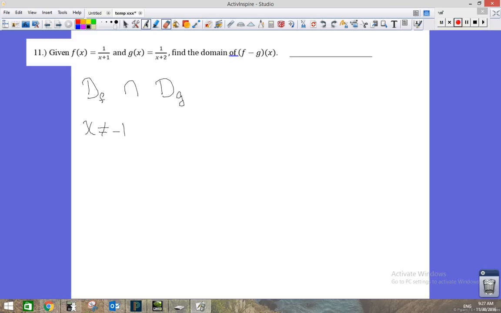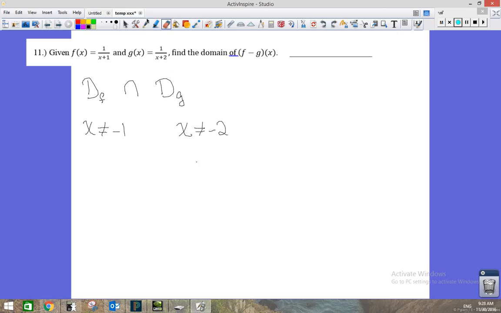The same idea applies here for g. The x plus 2, well, -2 and +2 give you 0. So if you tried to evaluate g at -2, you'd have 1 over 0. So -2 is not related to any y coordinate. There's no output, so therefore this can't be a possible input. We have to remove it from the domain of g.